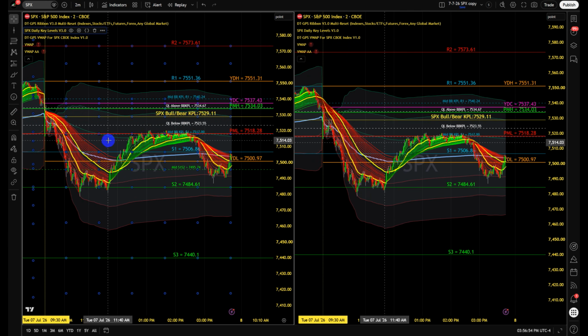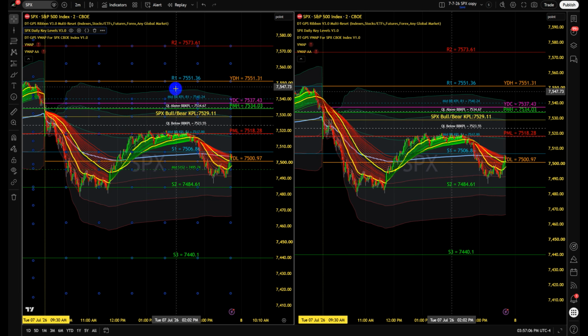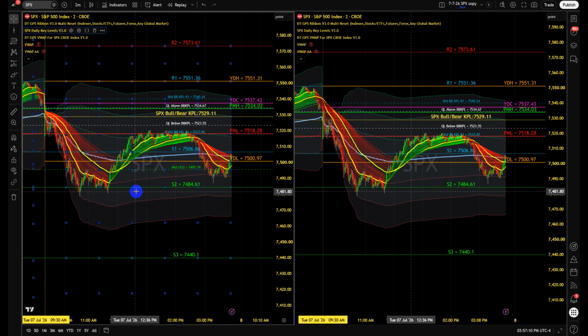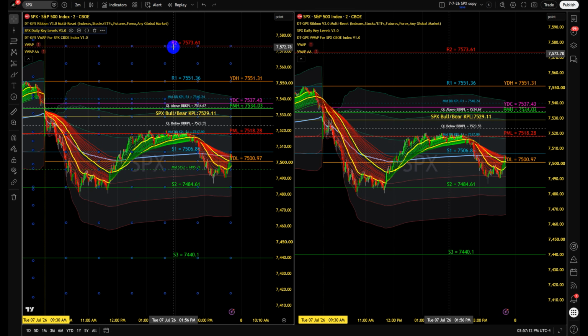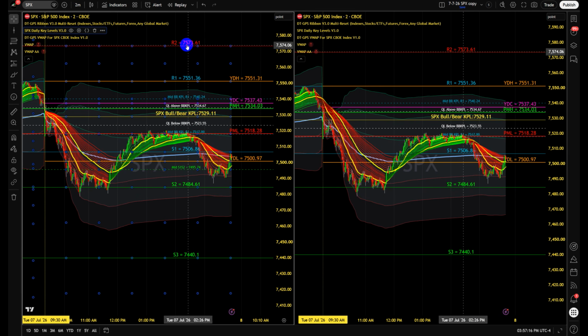That doesn't mean that it's going to test both of them. It just simply means that usually most of the sessions result in an extension away of 2 levels at the most, above or below. But there are sessions where it will test both. But the general point, again, is contained within R2 down to S2.